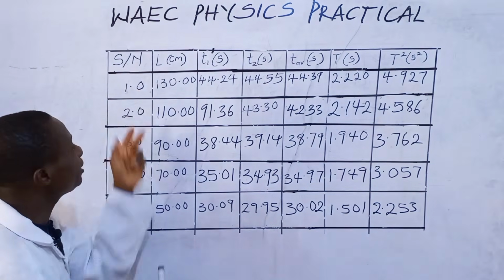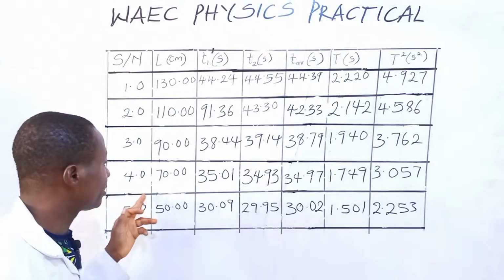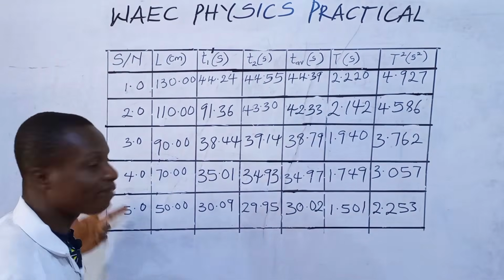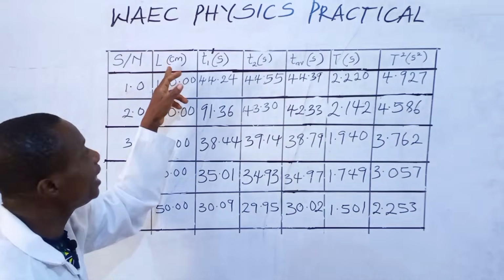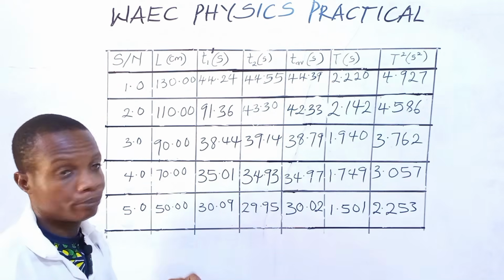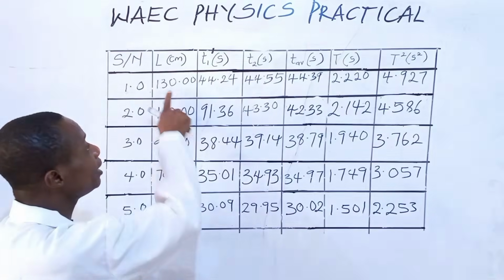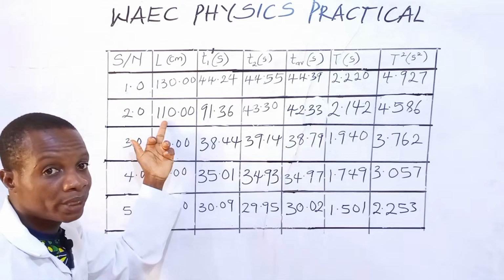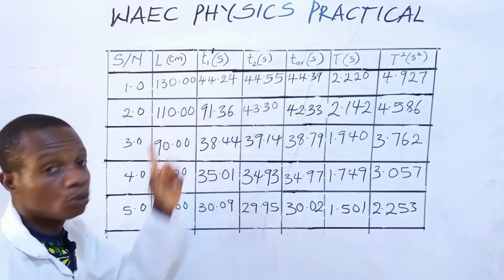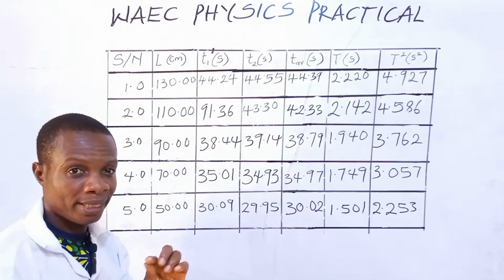Now, you will notice that the serial number was put in one decimal place. It is not necessary. You can just have 1, 2, 3, 4, 5. Then this is the length of the pendulum, the length of the thread of the pendulum. So initially, the length of the pendulum was given as 130, 110, 90, 70, and 50. But we have to put it in 2 decimal places. Don't forget. Put it in 2 decimal places.